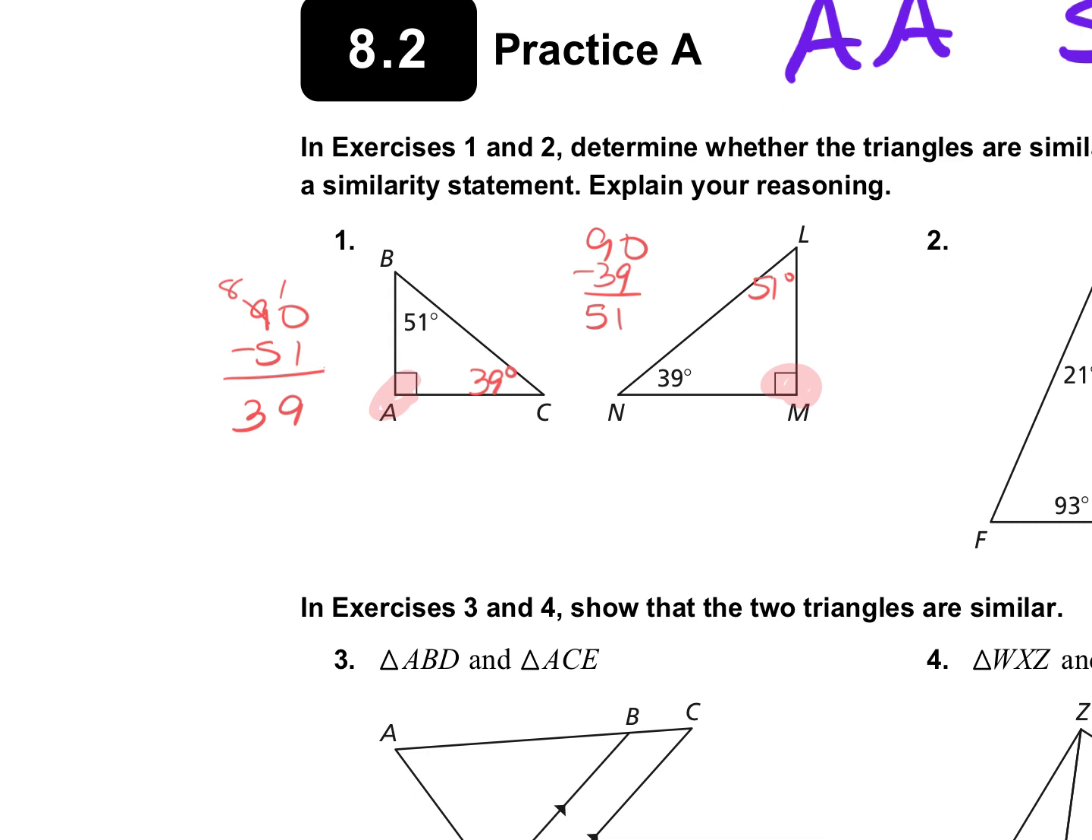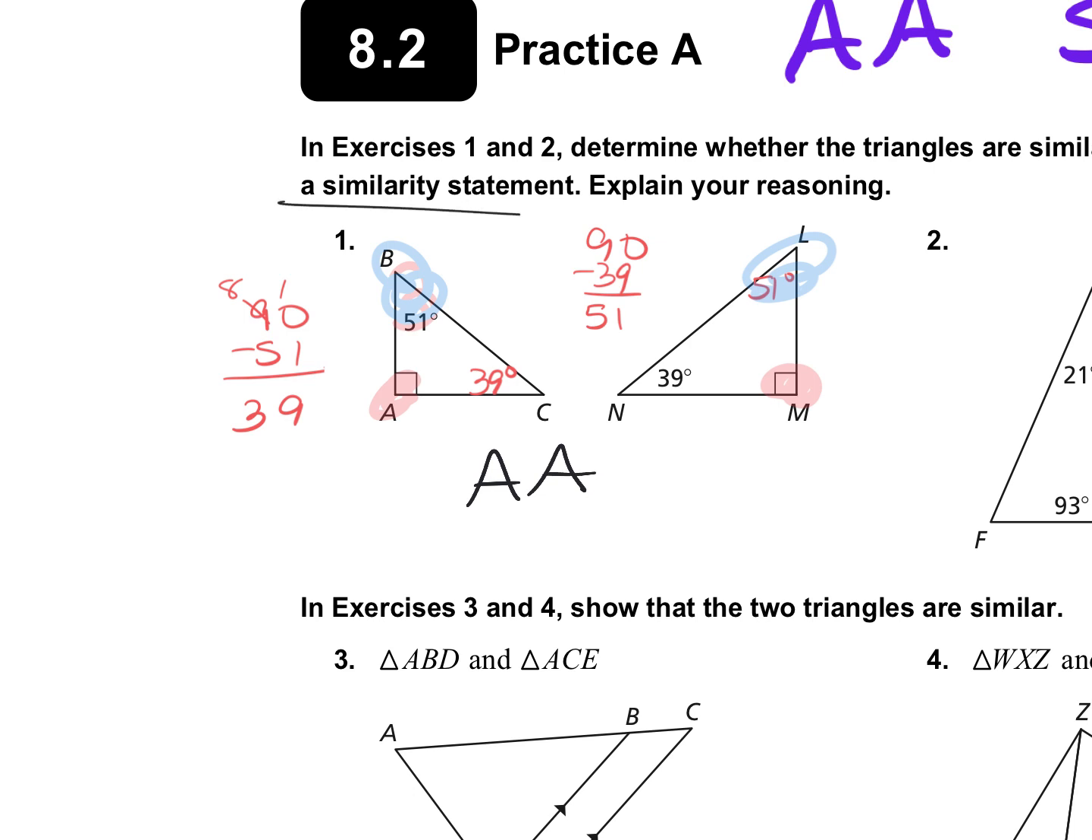So because I can show two pairs of congruent angles, actually I could show all three, these two triangles are similar. They are similar by angle, angle. So it's going to ask you to give the theorem that would prove that they're similar. So that answer is angle, angle. Your explanation is all the work.